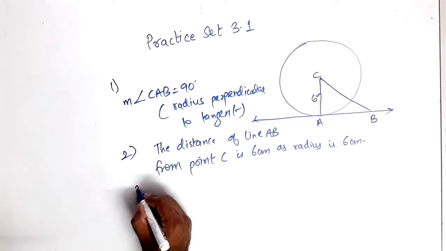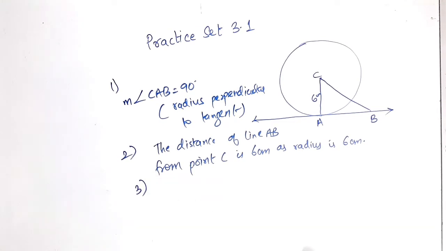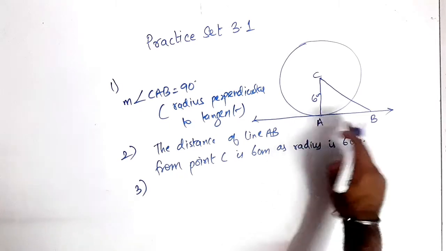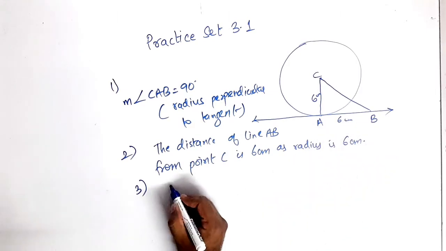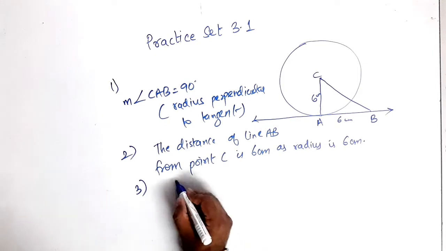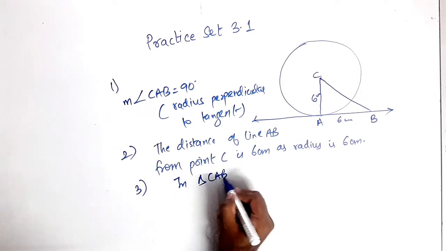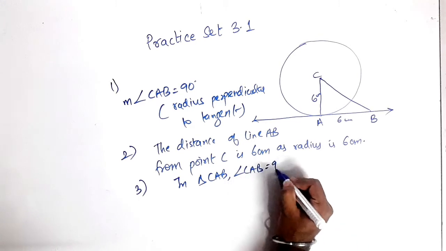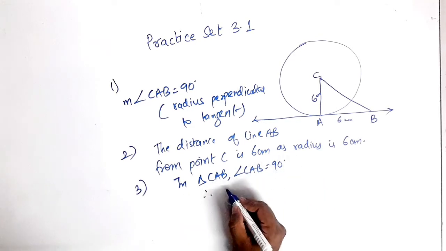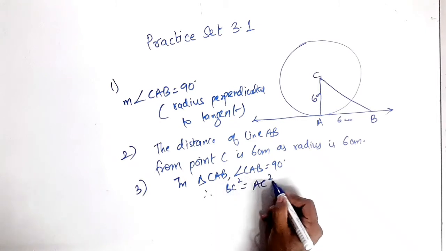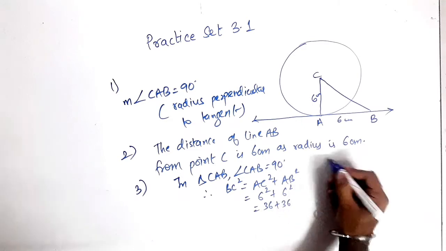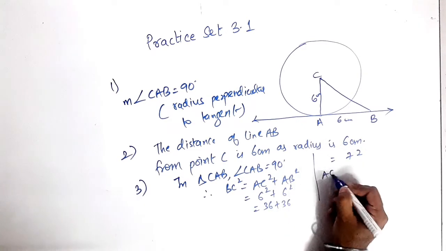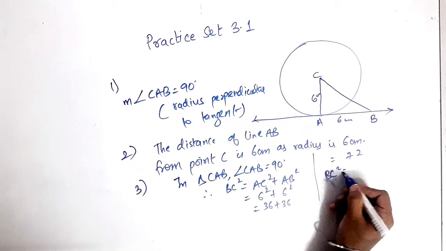Okay, then we have the third one which says distance AB is equal to 6. So we are having this as 6. I am just writing here, you don't have to draw, you don't have to write. Find BC. So I'll simply write in triangle CAB, angle CAB equals 90 degree. Therefore, BC square is equal to AC square plus AB square is equal to 6 square plus 6 square, that is 36 plus 36. So that becomes 72. So BC square is 72.